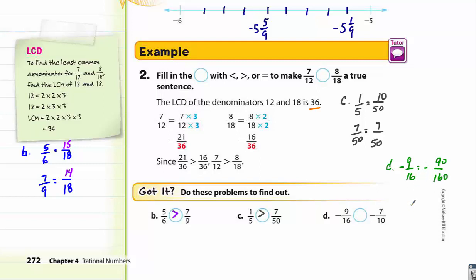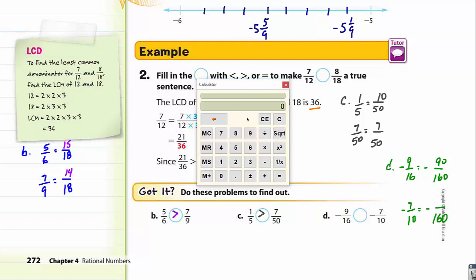Now, on the next one, I'm going to have negative 7/10. And this I have to multiply by 16, right? Here I multiplied by 10. I'm multiplying them by each other. So here I have to multiply by 16. My 7 times 16 times table isn't great, so I'm going to use my calculator. I get 112. So negative 7/10 is negative 112/160. Negative 9/16 is negative 90/160. And that's going to be greater.